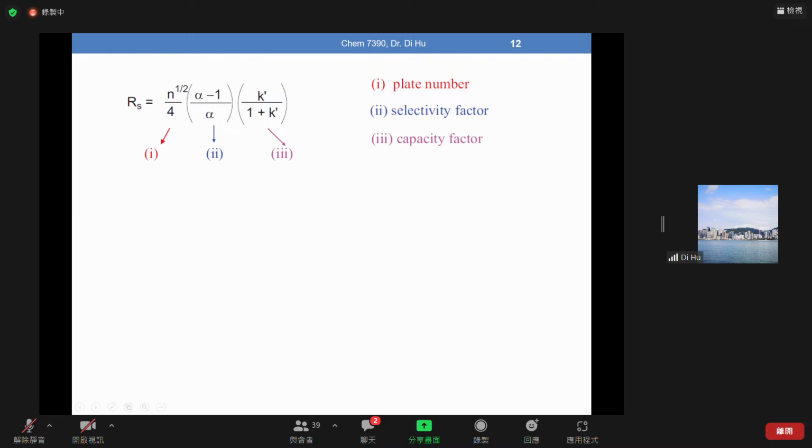So resolution is equal to the square root of n, the plate number, and this also relates to the selectivity factor alpha and the retention factor. The retention factor we write as k over 1 plus k. That is the capacity factor, we call that. You have learned that from gas chromatography, right? Okay, so the plate number, we see how that influences the resolution.